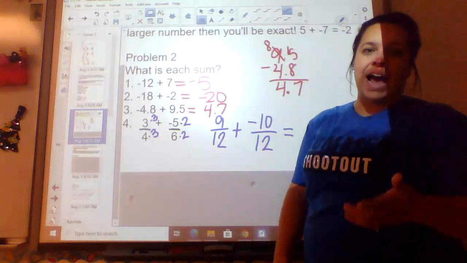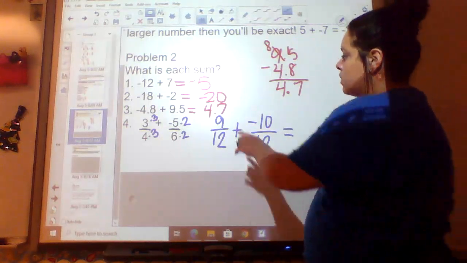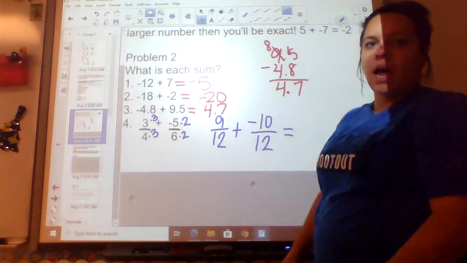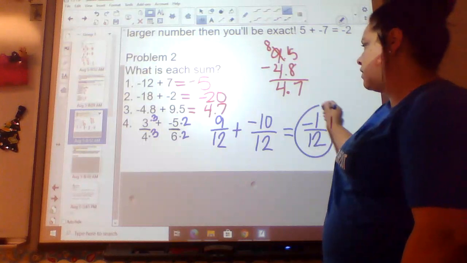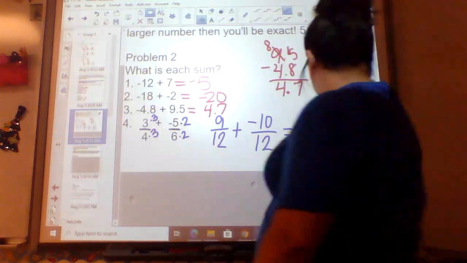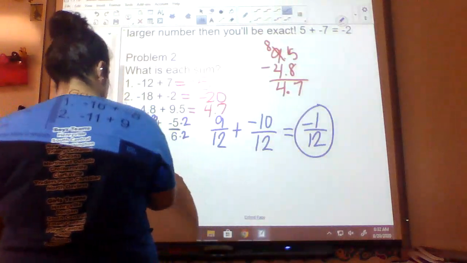Now, you're just going to add the numerators. Just add the top. So 9 plus negative 10. 9 plus negative 10, that's negative 1 12th. And that would be it. All right, I'm going to put a couple up there for you all to try.